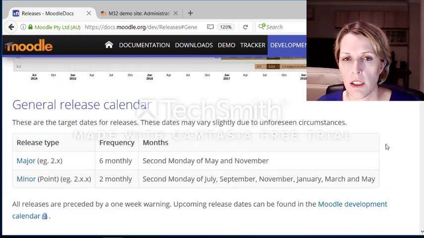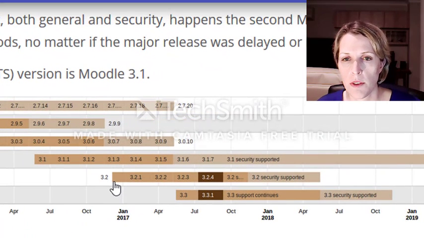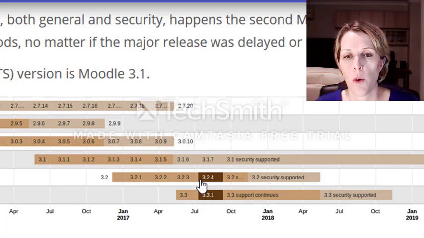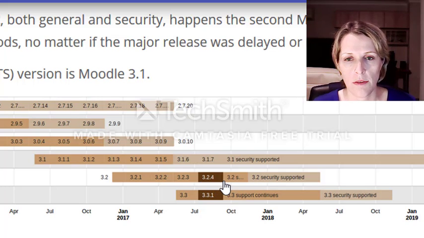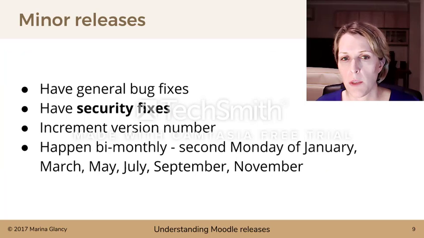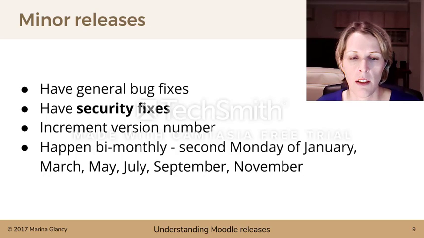Look at this picture again. You see that 2 months after 3.2 was released, Moodle released 3.2.1, then 3.2.2, and the current minor version is 3.2.4. The next minor release is expected in September 2017, and it will have the number 3.2.5. Minor releases also have general bug fixes, just like weekly releases, but they also have security fixes. Administrators must upgrade sites after a minor release as soon as possible, otherwise the site may become vulnerable.